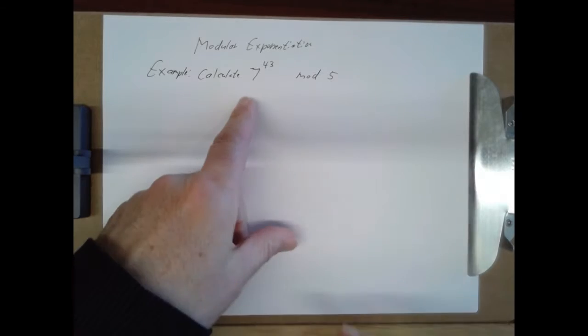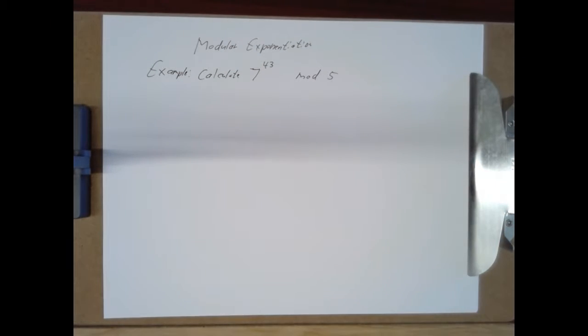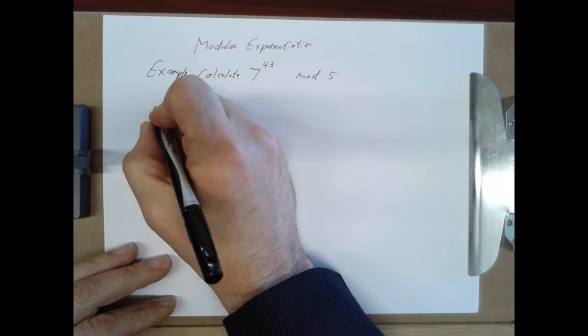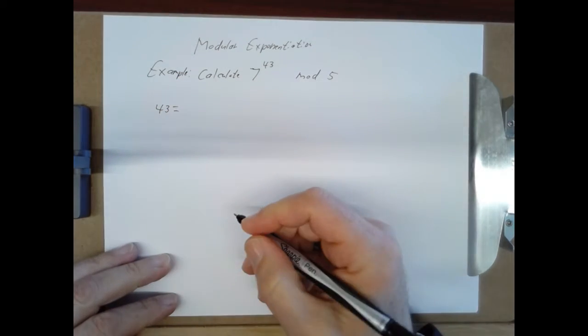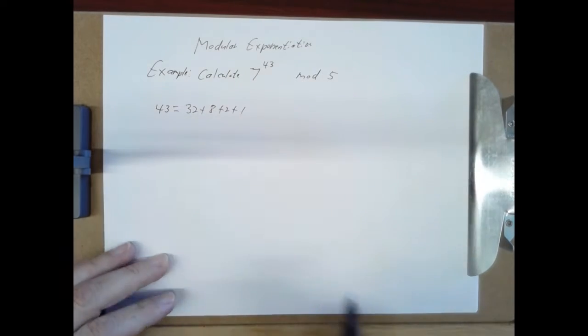And we could say 7 is congruent to 2 and then calculate 2 to the 43rd modulo 5, but that's also a lot of work. That's 43 multiplications and divisions and simplifications. But here's a different way to calculate powers like this. Write 43 in binary, or as a sum of powers of 2. So it's 32 plus 8 plus 2 plus 1.